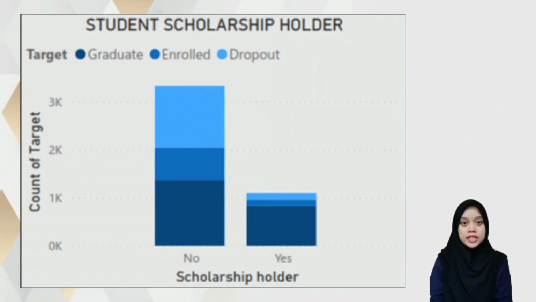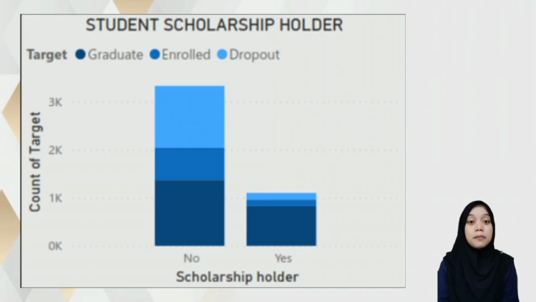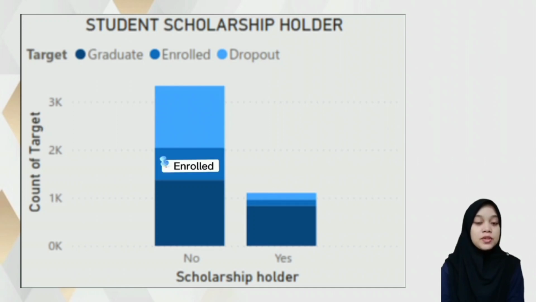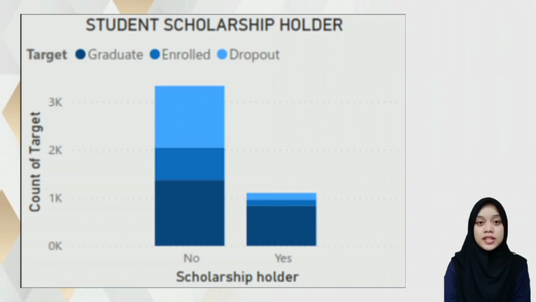Next is the stacked bar chart, which presents students as scholarship holders based on their academic status. Target users can see that the number of students who do not receive a scholarship is greater than students who do receive a scholarship. From the students who are not scholarship holders, the graph shows that the lowest number are enrolled students. And among the students who are scholarship holders, the highest number is graduate students.